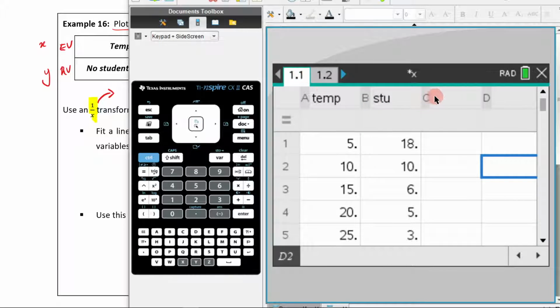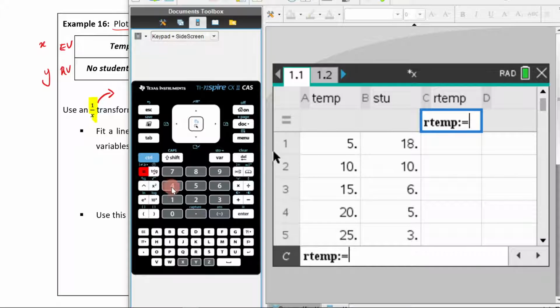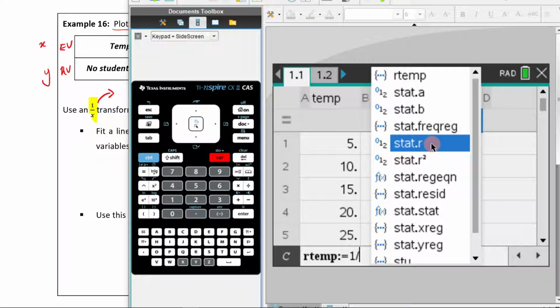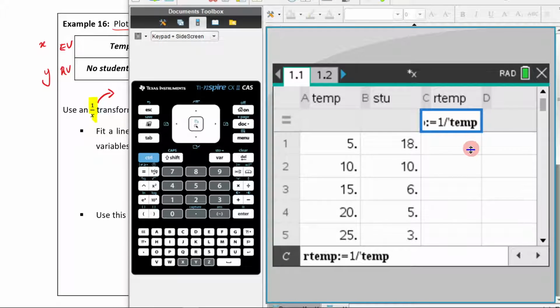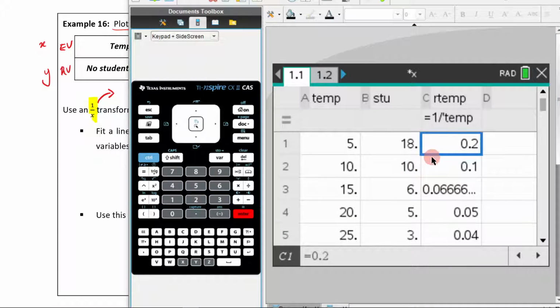We'll go back to our lists and spreadsheets. I'm going to come here and I'm going to be finding the reciprocal of the temperature. So let me call it R temp. Then I'll come here, I'll go equals, and I'm going to go 1 divided by my variables. And the variable that I want is, now I need to find temperature. I've got way too many things going on here. There it is, temperature, 1 over the temperature. I hit enter. And there you go. You've got all of that there.